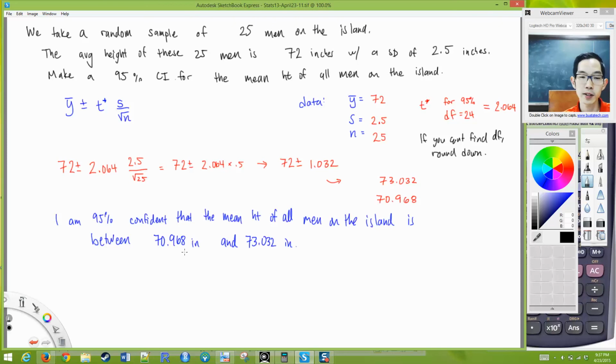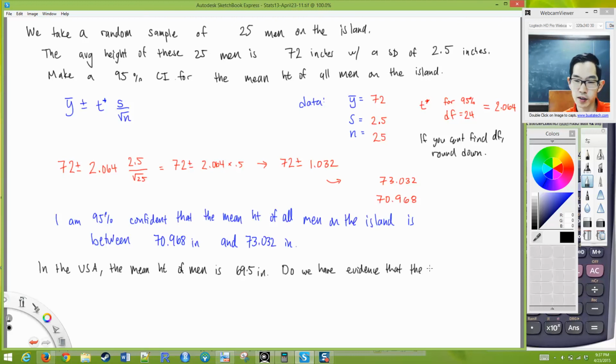Okay. If I tell you, let's say in the USA, the mean height of men is 69.5 inches. Do we have evidence that the mean height of men on the island is different from the mean height of men in the US? Sample size is 25 men.